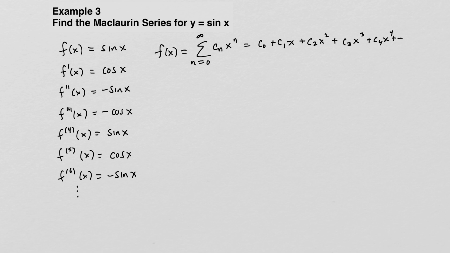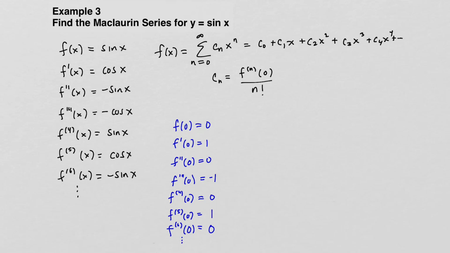And let's remind ourselves that the Maclaurin series for a function f of x will look like this: the sum of Cn times x to the n, which looks like this when you write out the first 5 terms. And we'll also remind ourselves that Cn is equal to the nth derivative evaluated at 0 divided by n factorial. So what we need to do next is evaluate all of these derivatives at 0. So let's go ahead and do that.